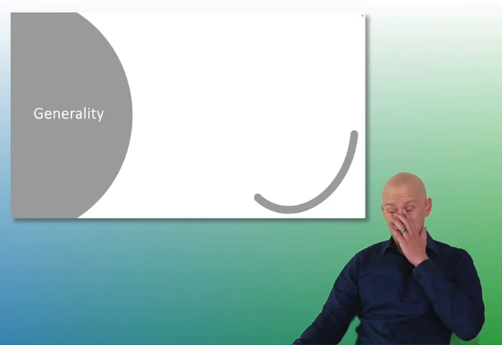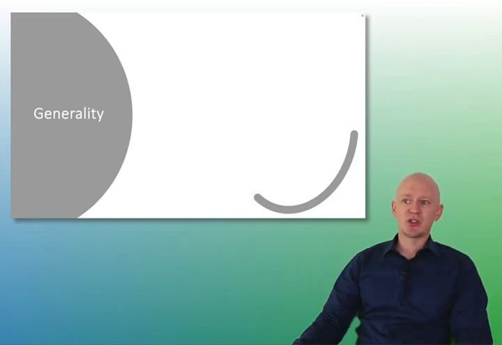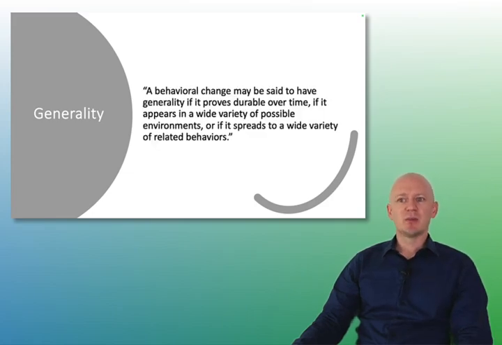The last dimension that Baer, Wolf, and Risley outlined was generality. This is if a behavioral change proves to be durable over time, and if it appears in a wide variety of possible environments or contexts, and it spreads to a wide variety of related behaviors. So we say that our intervention has generality when we see that behavioral change in one context generalized to another context without specific programming.